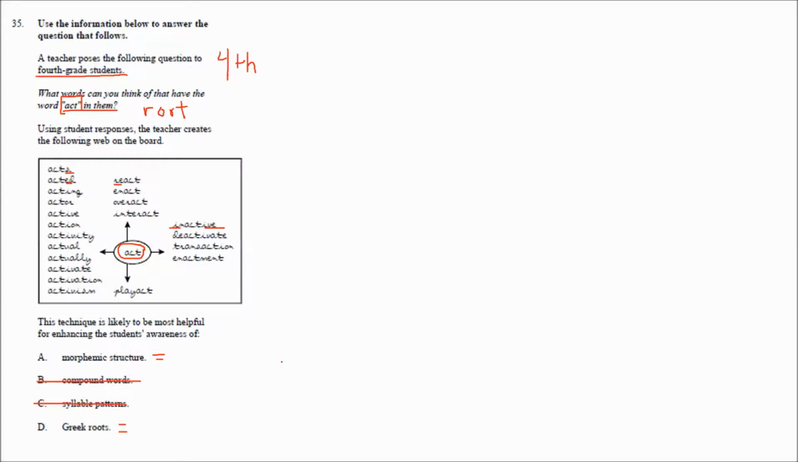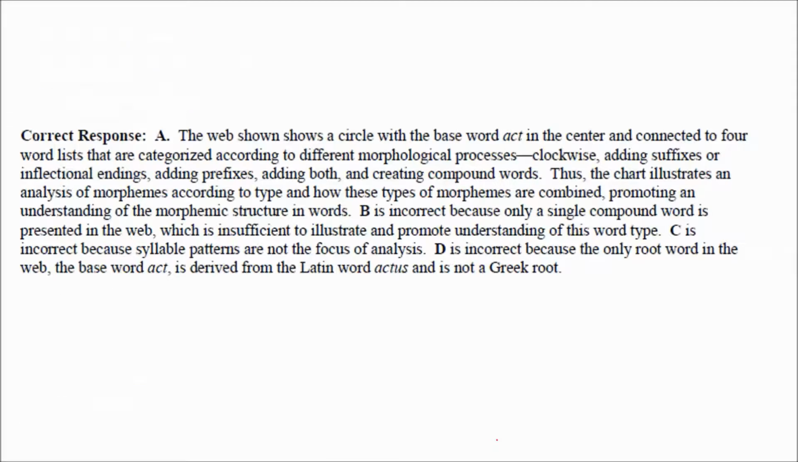Let's say you did all your work with this. You identified this and you're like, yes, that's a root word. And you go ahead and choose D as the answer. You will find out that D is the wrong answer. And the reason why D is the wrong answer is because actus, or act, is Latin, not Greek. I personally would not have known that. And I personally would have picked D as the right answer. I wouldn't have picked A.